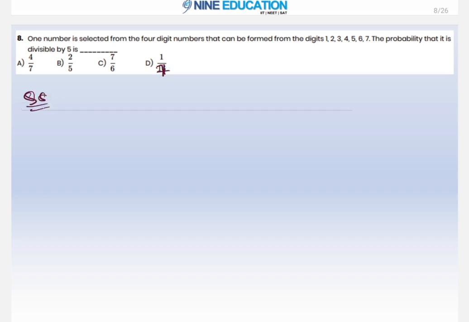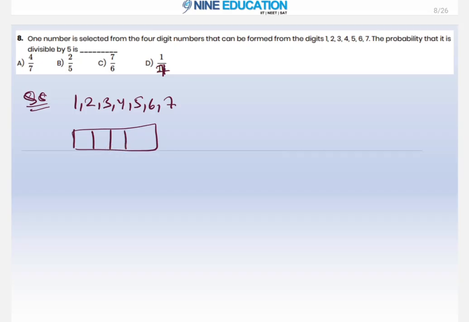Question number 8. One number is selected to form the 4-digit numbers that can be formed using these particular digits. The probability that it is divisible by 5. So from 1, 2, 3, 4, 5, 6 you have to make some numbers that should be 4-digit, and from those 4-digit numbers you have to select a number which is divisible by 5. Then they are asking the probability of such a number.